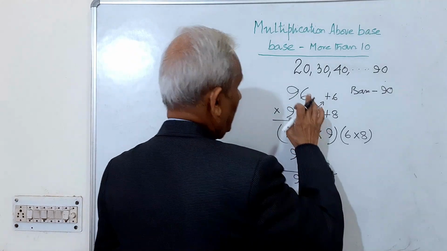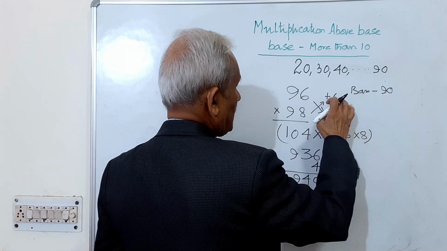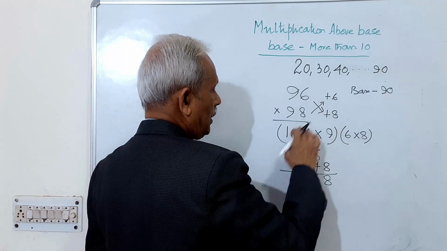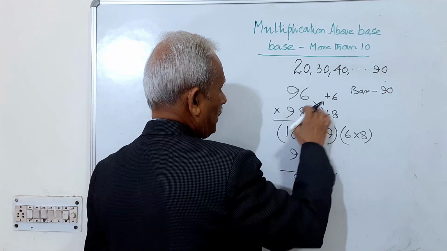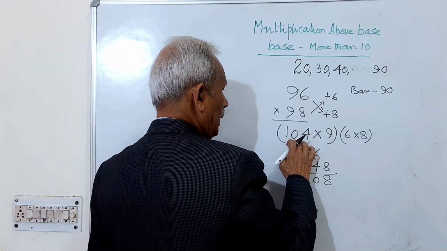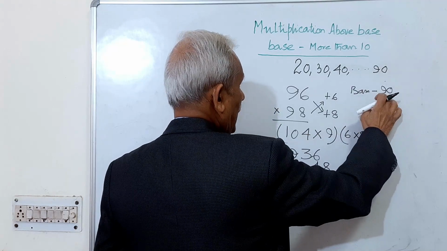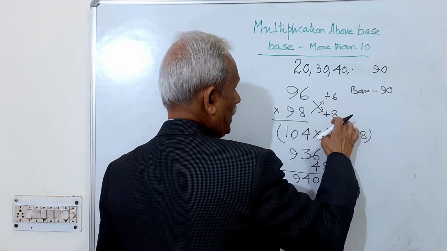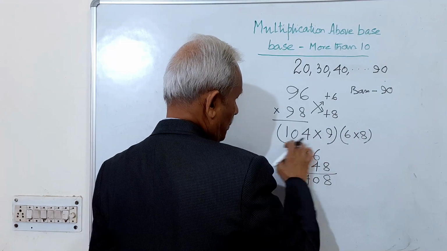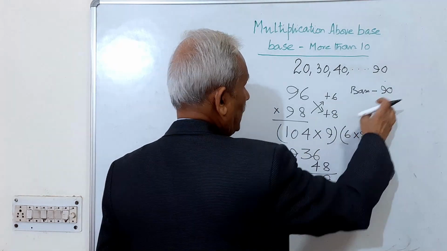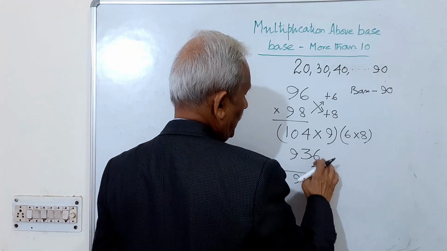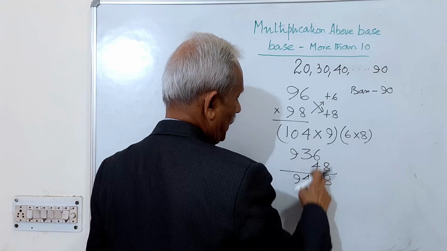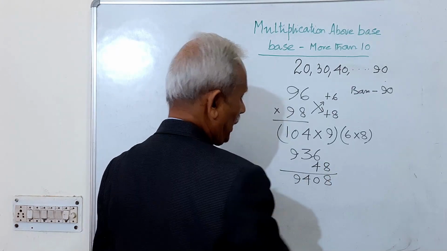So what I did: 96 minus 90 is plus 6, 98 minus 90 is plus 8, cross addition, it becomes 104, 98 plus 6 or 96 plus 8. 104 into 9, since the base is the ninth multiple of 10. And the second part of the answer is 6 into 8, 48. This becomes 936. 48, in the base there is 10, so we cannot have more than one digit after this. We write 4 below this and 8 here, and on adding it becomes 9408.